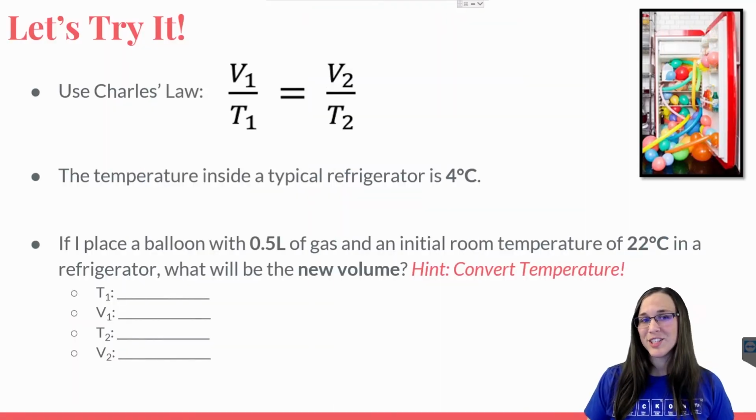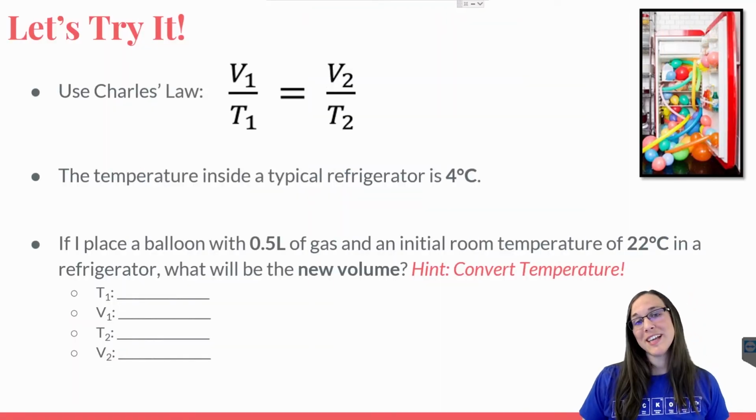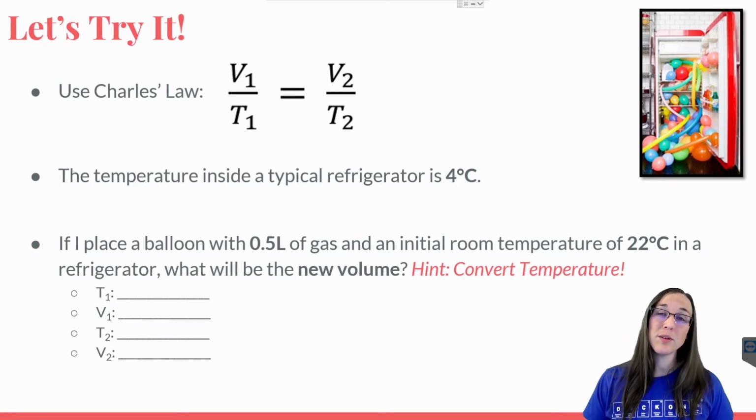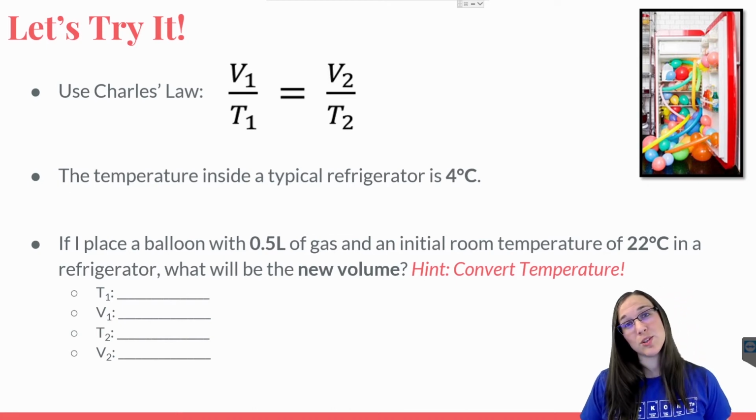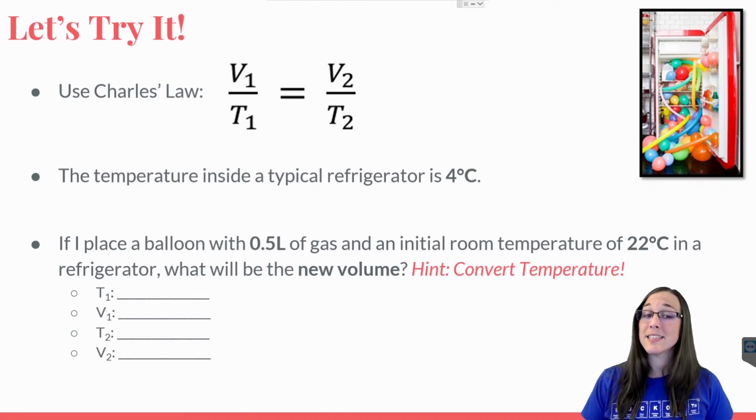Let's try a calculation using Charles' law. The temperature inside a typical fridge is around 4 degrees Celsius. If I were to place a balloon with 0.5 liters of gas and an initial room temperature of 22 degrees Celsius into that refrigerator, what would be the new volume? Now remember, Charles' law is using temperatures in Kelvin.